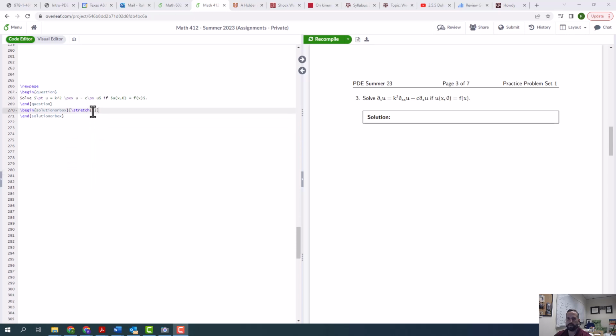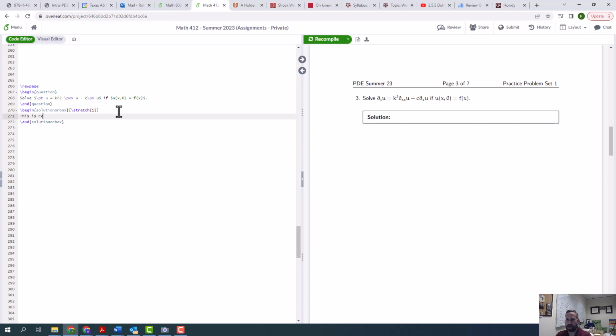Okay, so this is the problem we're going to be solving. Let's look at what we have here. We've got the t derivative of u equal to k squared times the double x derivative of u minus c times the x derivative of u. So I'm just going to make a little comment here in the solution. Of course, you wouldn't have to do this in your solutions, but I just want to mention it.